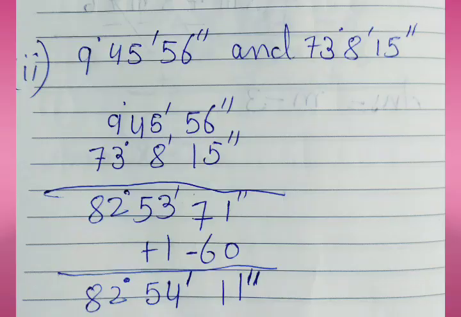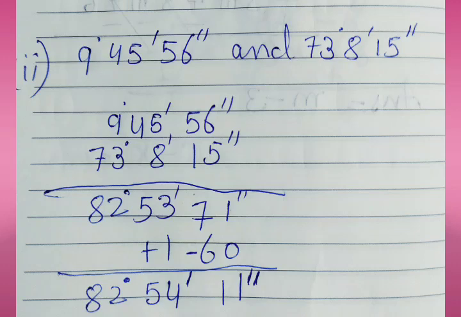Now next, add 9 degree, 45 minutes, 56 seconds and 73 degree, 8 minutes, 15 seconds. So when you will add, you will get 82 degree, 53 minutes, 71 seconds. Now this 71 seconds is what? More than 60 seconds. Clear? So what we will do? We will subtract 60 from 71 and so we will get 11 seconds.